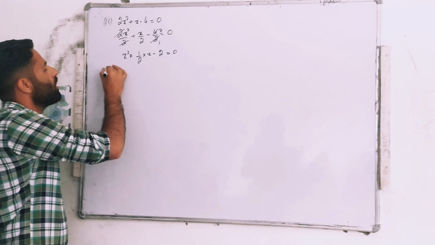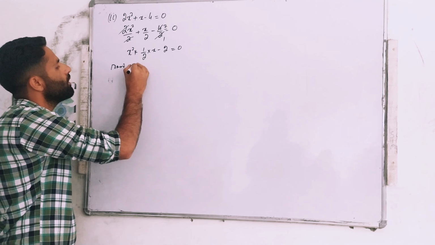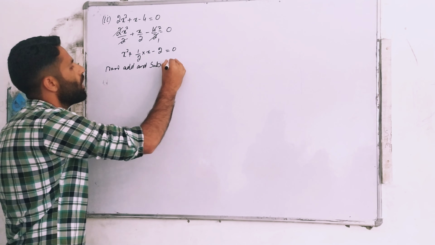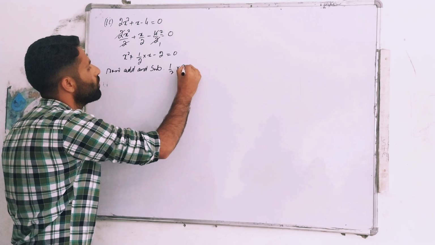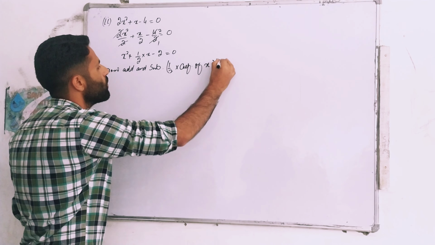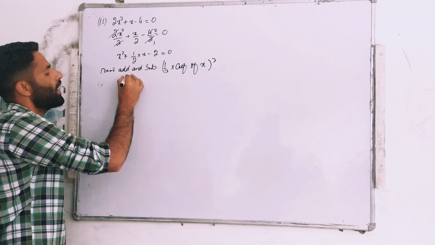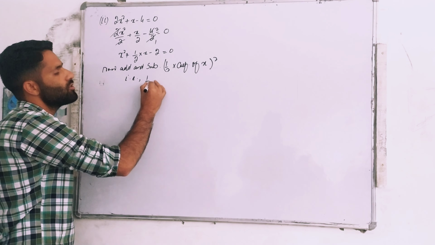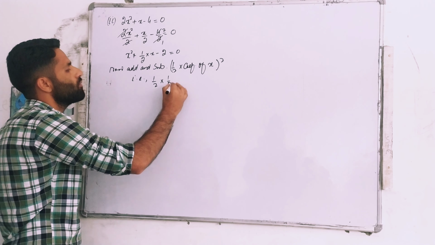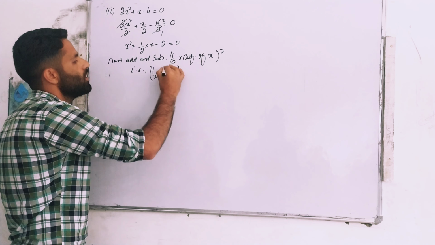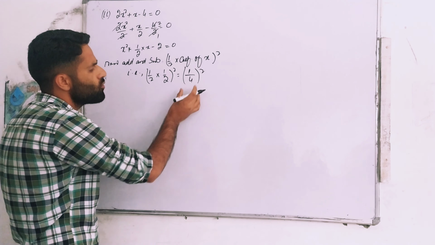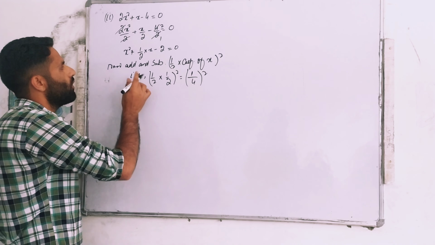Now add and subtract 1/2 of the coefficient of x whole square. You have to determine this value first. That is 1 by 2 into, what is the coefficient of x? The coefficient of x is also 1 by 2, whole square. It will be 1 divided by 2, 2s are 4, whole square. You have to add as well as subtract this number to the quadratic equation.